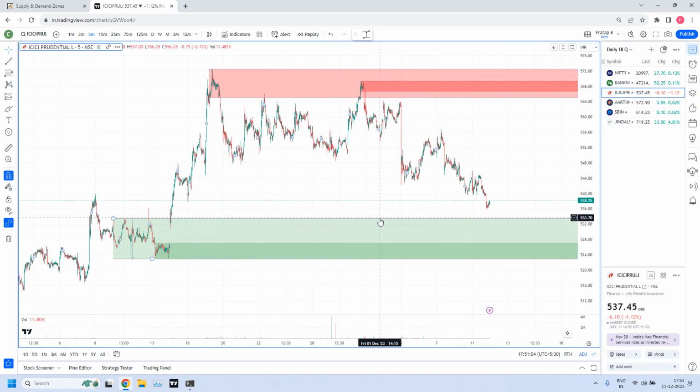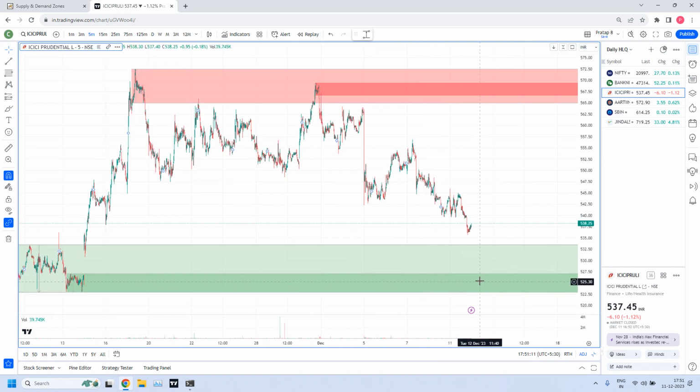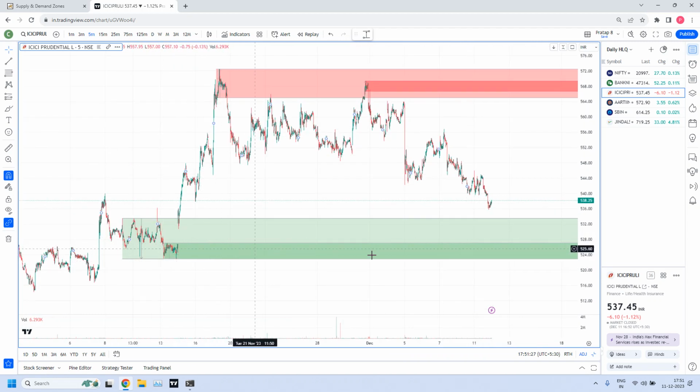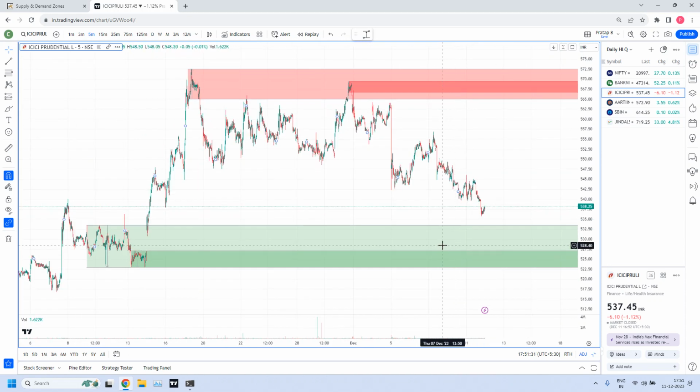That means this zone will be violated unless institutions decide to create one more fresh demand zone inside this, and again push the prices up. If that is the case, next time when prices retrace back, at that time we can take a trade. Otherwise, as per this recent data, it is not advisable to take a trade in this zone because the structure of the zone is not good.